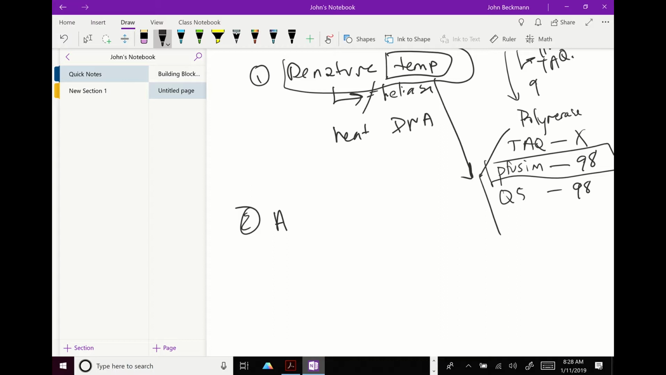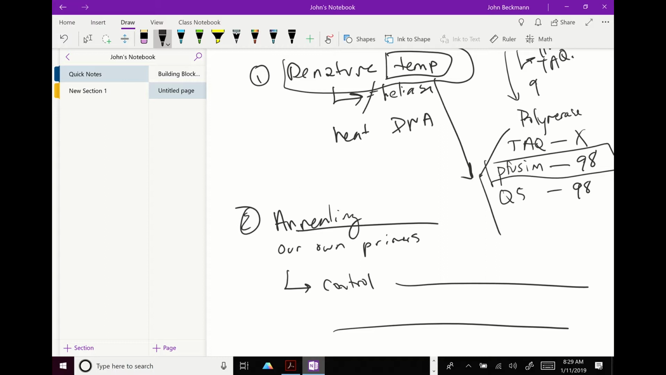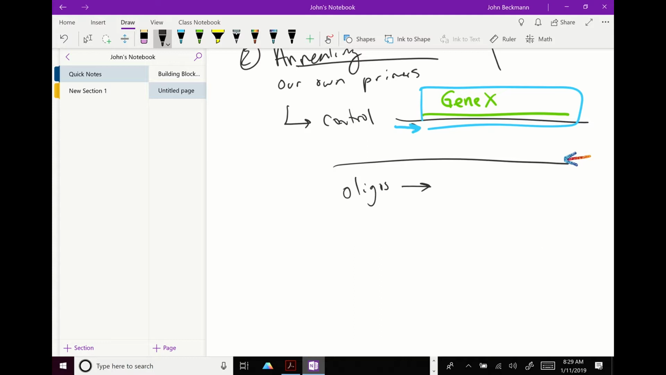Next step, step two, annealing. We mimic annealing, but we don't use a primase. We make our own primers, because we want to control exactly what's being replicated. If this is gene X and we want to amplify gene X, we can make a forward primer and a reverse primer that will amplify gene X. The primers are oligos, and we just order these from a company.